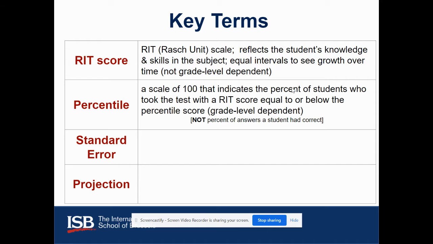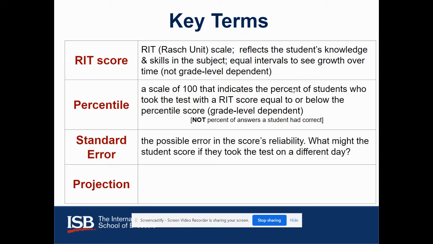A percentile is a scale based on 100. For example, if a student has a score in the 60th percentile, that means that their score is better than or equal to 60% of all the students who took the assessment at that grade level. Please note it does not mean that they got 60% of the questions correct.